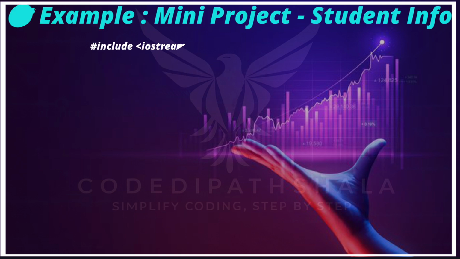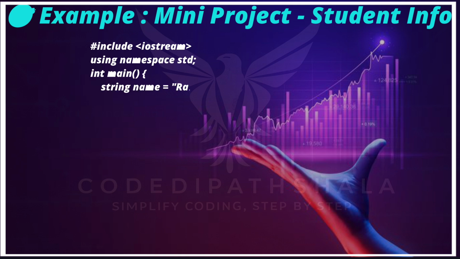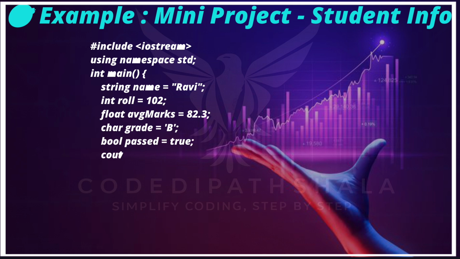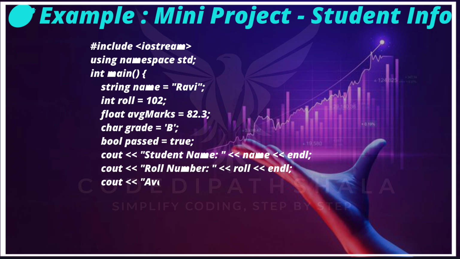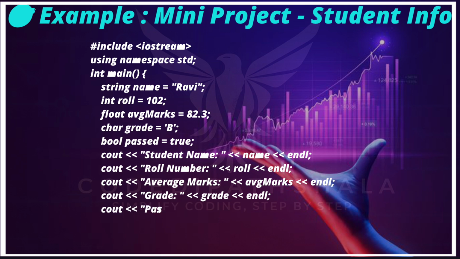Example, mini project: student info. int main, string name = "Ravi", int roll = 102, float avgMarks = 82.3, char grade = 'B', bool passed = true. cout << "Student name: " << name << endl, cout << "Roll number: " << roll << endl, cout << "Average marks: " << avgMarks << endl, cout << "Grade: " << grade << endl, cout << "Passed: " << passed << endl. return 0, closing curly bracket.